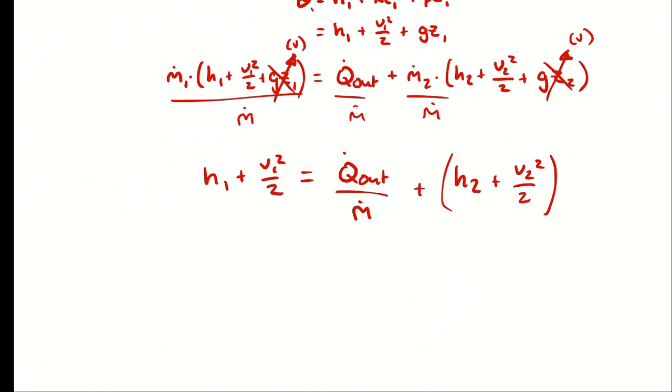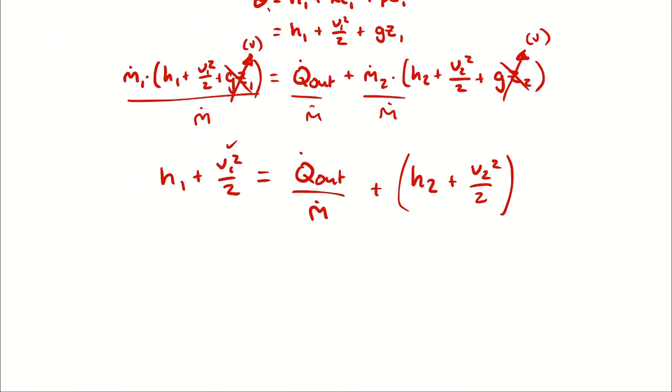In this equation, I know v1. I have the ability to look up h1. I have the ability to look up h2. And I know q dot out. So I could calculate v2 from this equation if I knew m dot. Luckily for us, we have enough information to describe m dot.